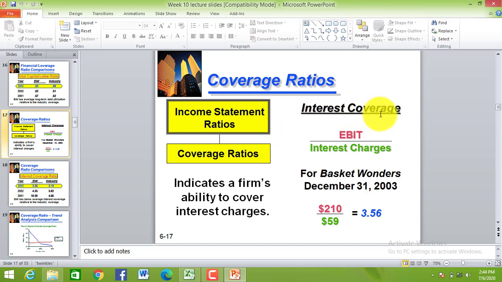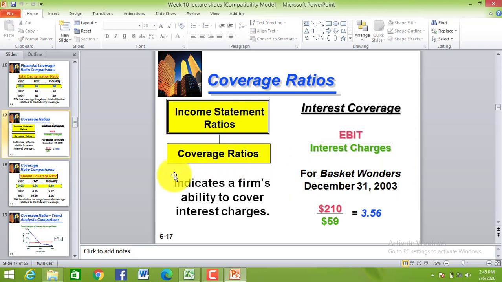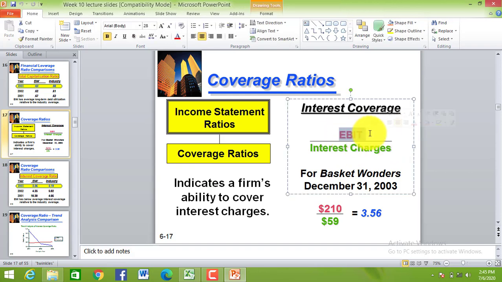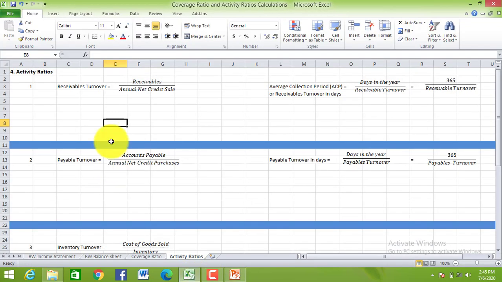We call it the interest coverage ratio, and it is an income statement ratio because both the numerator and denominator are taken from the income statement. That is why it is called an income statement ratio. What does it indicate? It basically indicates a firm's ability to cover its interest charges from the earnings before interest and taxes. EBIT means earnings before interest and taxes. So how can we calculate this ratio? We just have to go to the Excel sheet and calculate it.